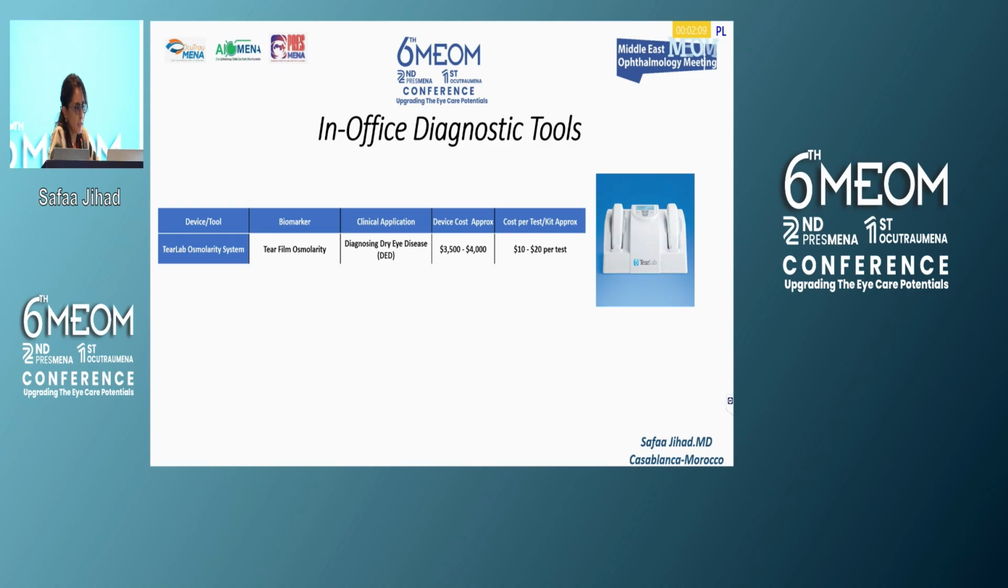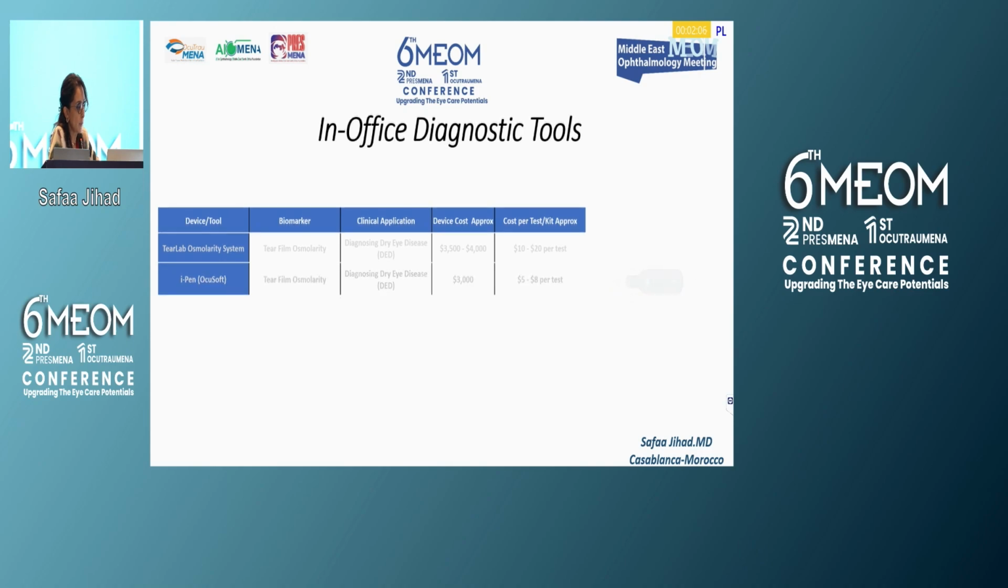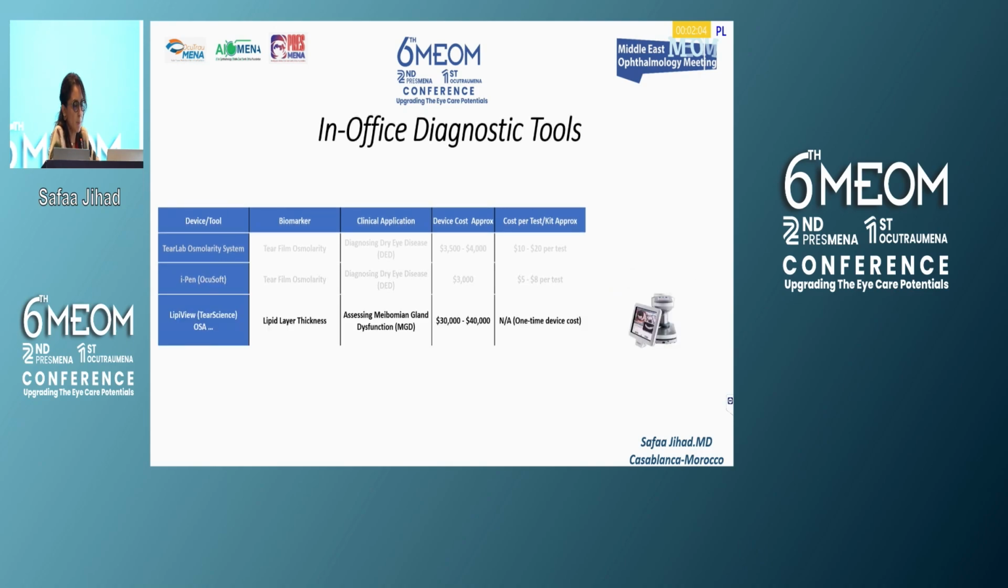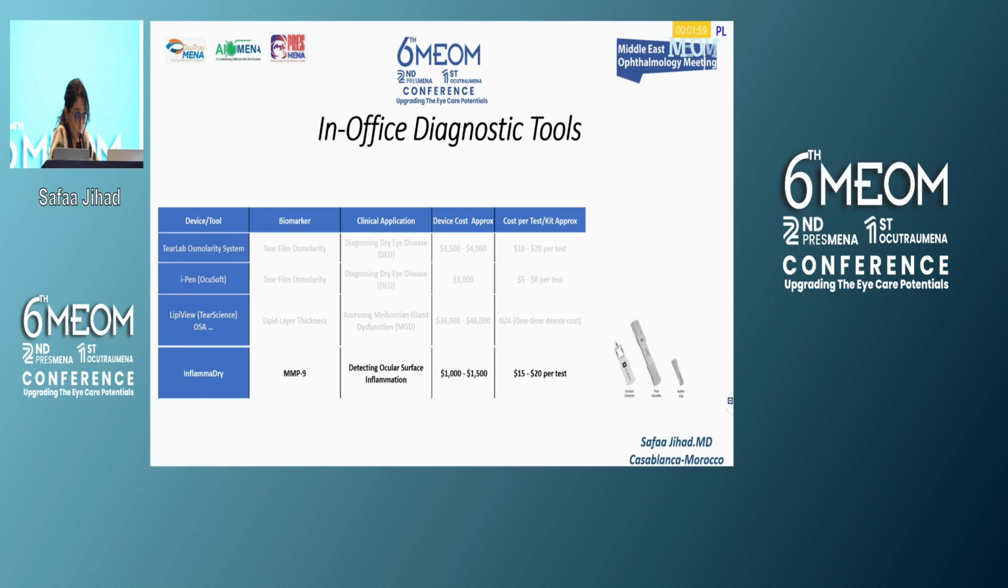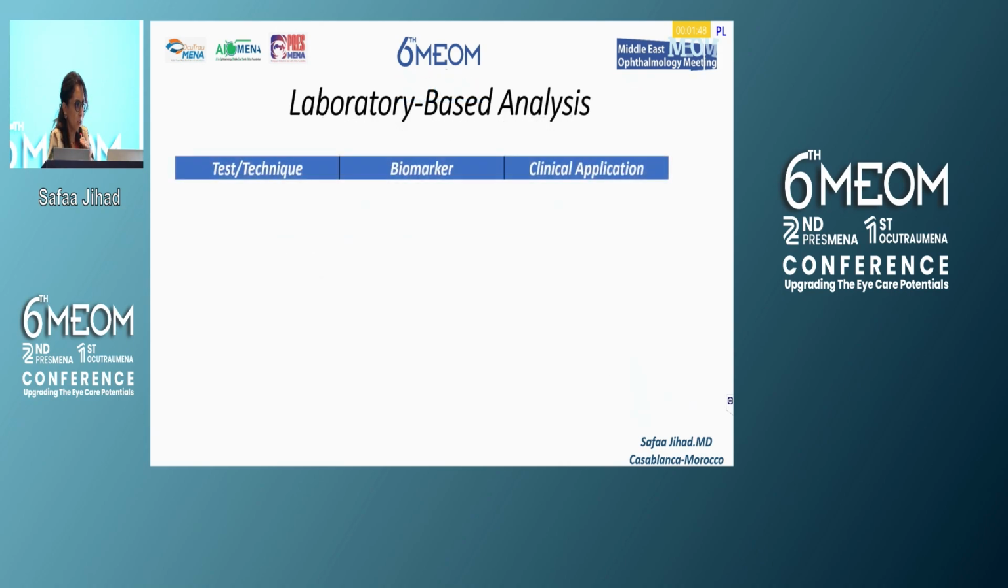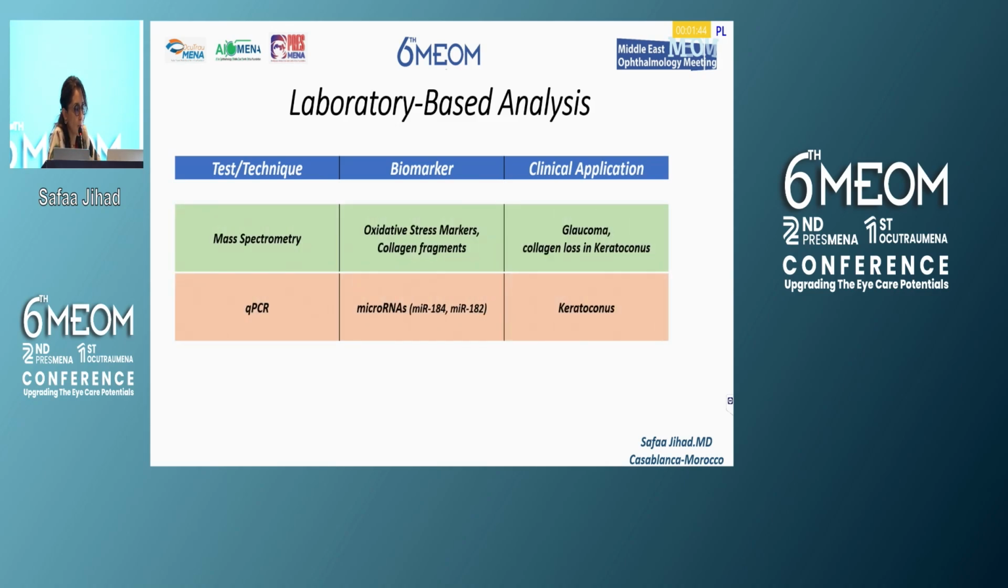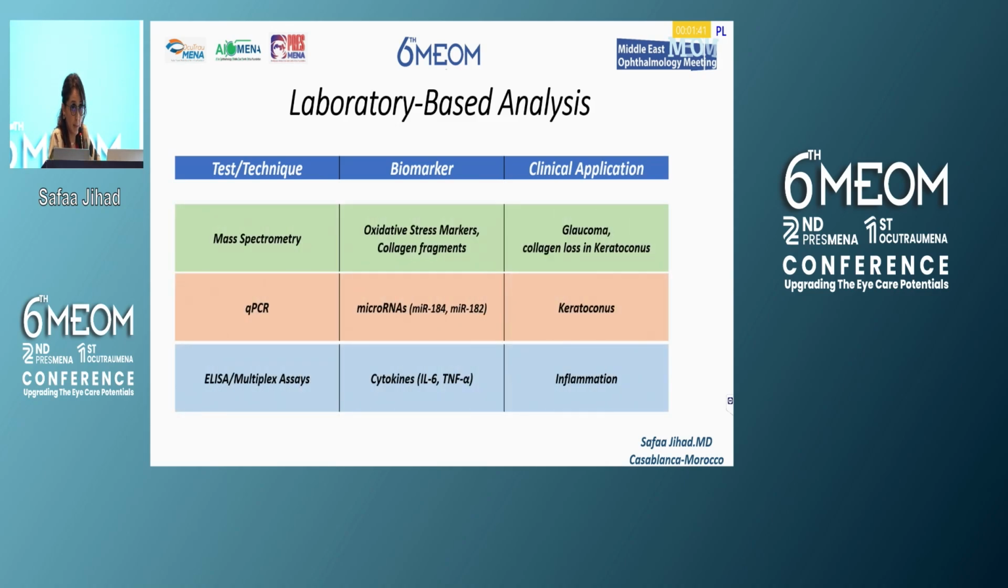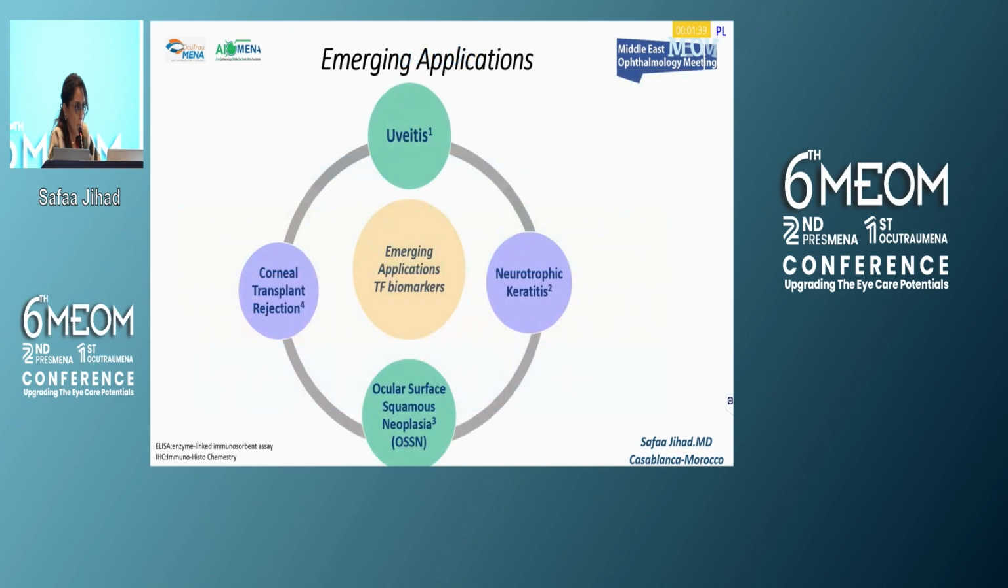Osmolarity can be assessed either by TearLab or I-Pen. We can also assess meibomian gland dysfunction with devices like LipiView, OZA. We can also detect the level of MMP9 by InflammaDry, or use the TearScan microassay system to assess the level of lactoferrin and AGE used in allergy. Sometimes we need further investigation, and we'll go through some laboratory-based analysis like mass spectrometry, PCR or ELISA, and multiplex assay.